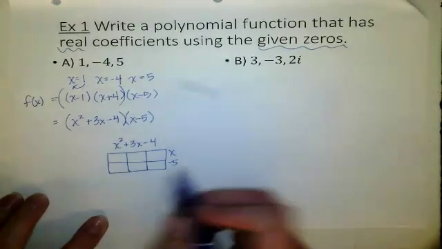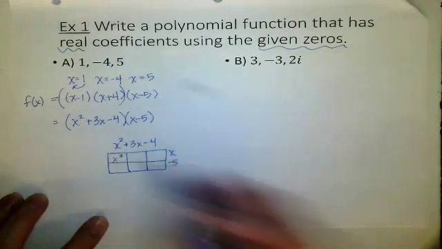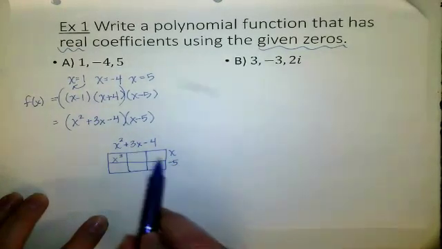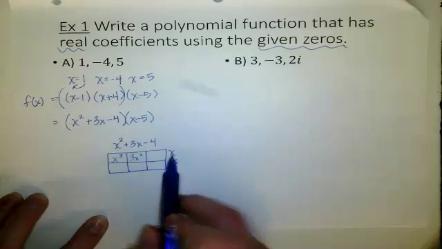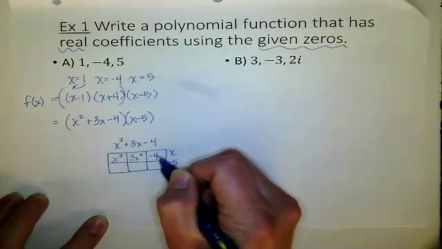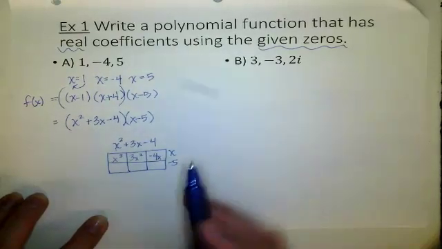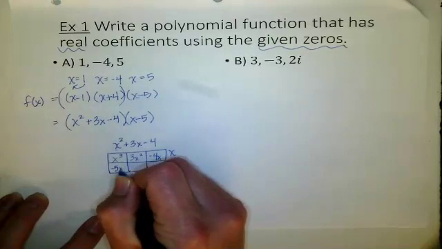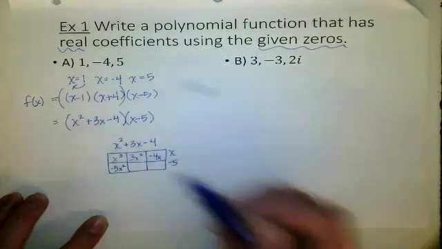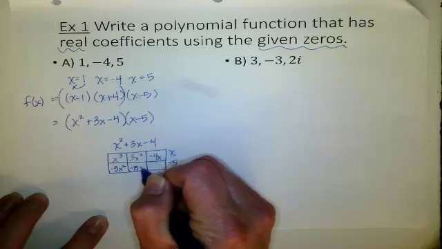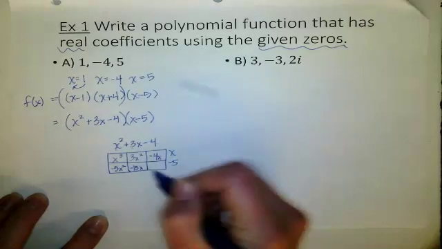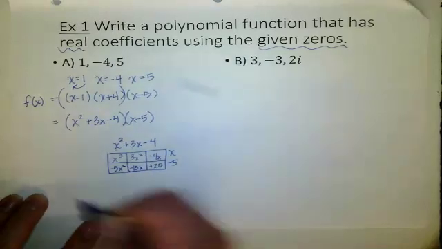X squared times x is x cubed. 3x times x, negative 4 times x. Squared times negative 5. Oh, negative 5x squared, very good. 3x times negative 5. And negative 4 times negative 5, 20.